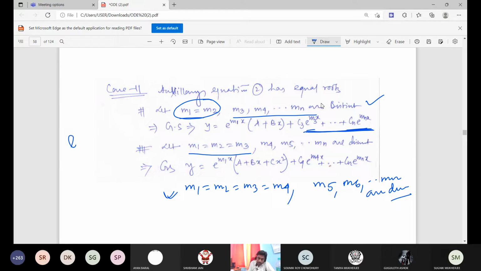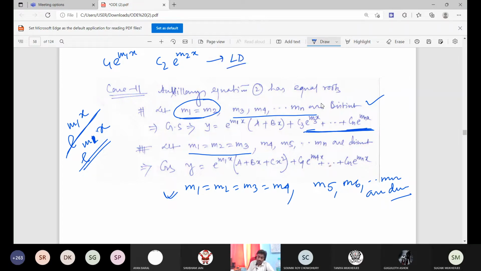So one root is m1, the second root is also m1, that is, m1 equals m2. So the second solution is also e to the power m1x. See, these two are certainly linearly dependent. If you write c1 e to the power m1x and another one c2 e to the power m2x, they are linearly dependent.